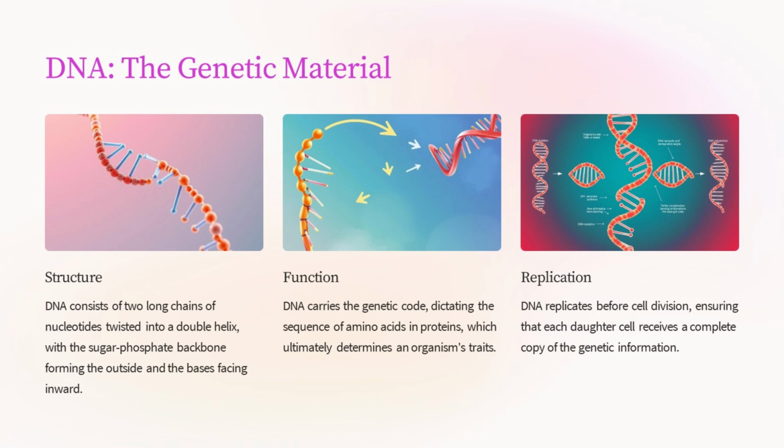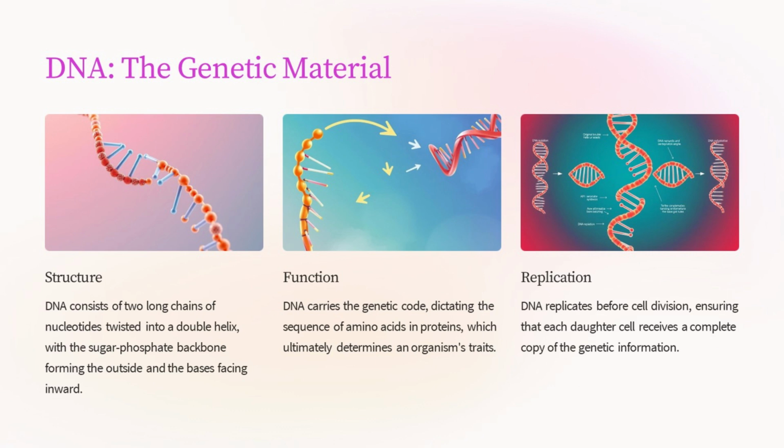DNA is the genetic material that carries the instructions for life. It consists of two long chains of nucleotides, twisted into a double helix. The sugar phosphate backbone forms the outside, with the bases facing inward. DNA carries the genetic code, determining the sequence of amino acids in proteins. This ultimately defines an organism's traits and characteristics.